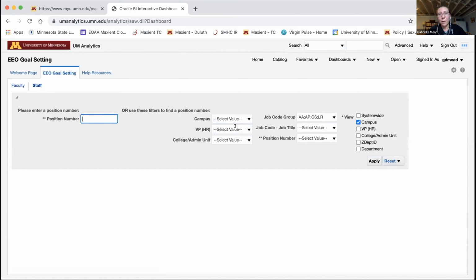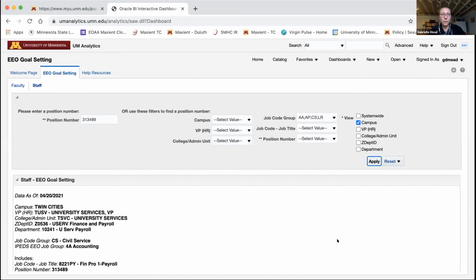You can narrow it down by campus, by VP unit, by department, and then it'll give you some choices of position number. This is very, very exciting for us. So I actually pulled up a position number this morning that I will just show you because there are a lot of people in there. Depending on what private data clearance you have, you can get different information. I'm just going to keep it at campus level. So we'll apply there, and I will walk you through what we see here.